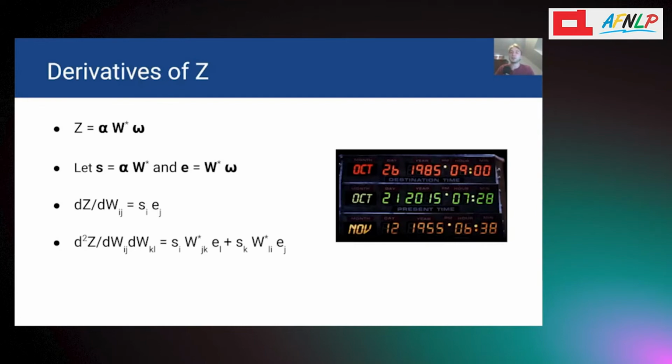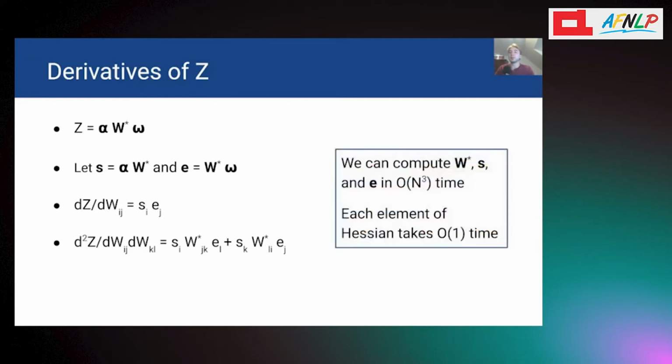We can find Z using a matrix inverse and vector matrix products. If we let S and E be the following vector matrix products, we can write the first derivative of Z using a scalar product of S and E. Taking the derivative again, the second derivative can be written as a sum of two scalar products. Now importantly, we only need to compute W star, S, and E one time, and then we can reuse the work to find each element of the Hessian. Therefore, we can find each element of the Hessian in constant time, meaning we achieve the optimal complexity for materializing the Hessian.